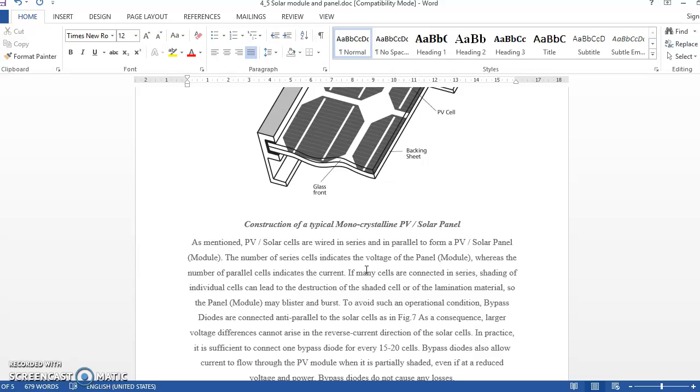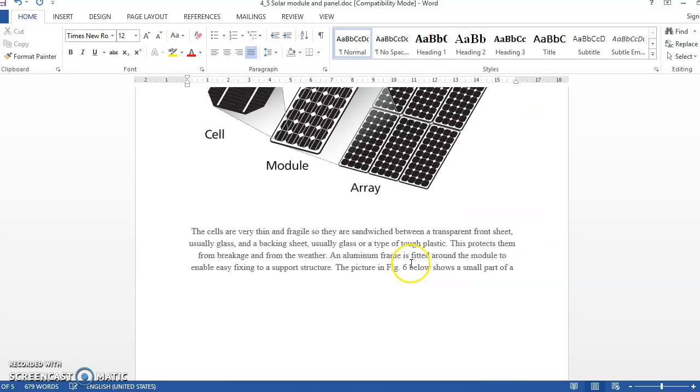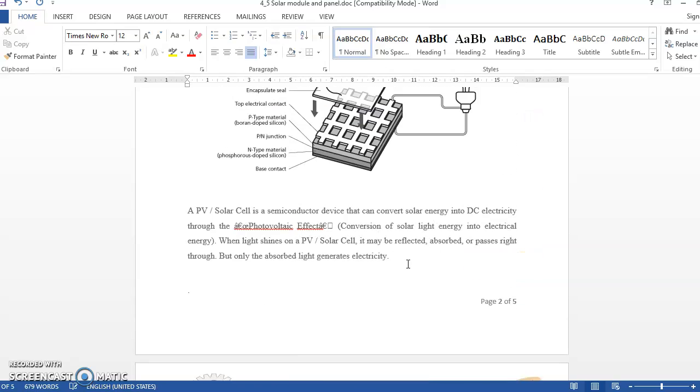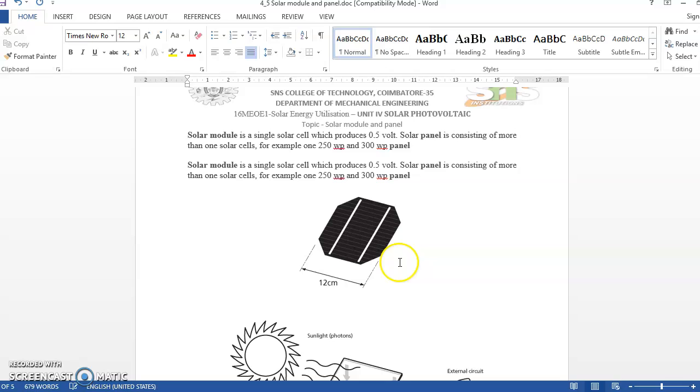If many cells are connected in series, shading of individual cells can lead to the destruction of the shaded cell or of the lamination material. So the panel or module may blister and burst. To avoid such an undesirable condition, bypass diodes are connected anti-parallel to the solar cells. So keep this in mind and recall it.